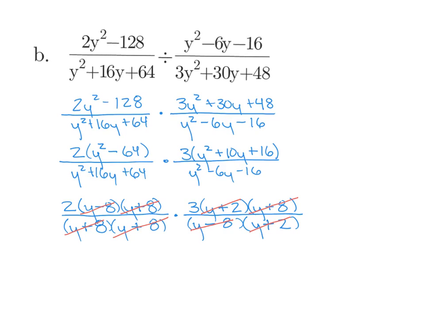So now what do we have left over? On top, I have 2 times 3. This one we are going to go ahead and multiply. 2 times 3 is 6. Our denominator, since everything cancels out, is technically a 1. And 6 divided by 1 is equal to 6. So that was a very long problem just to get to an answer of 6.